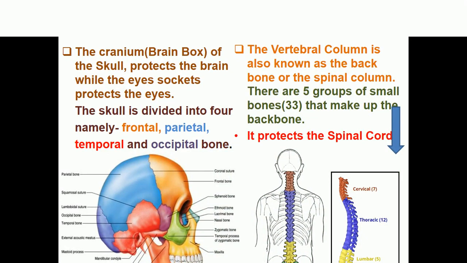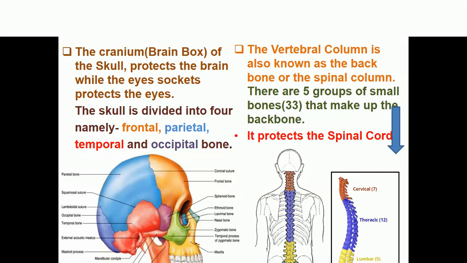Now, let's look at the axial skeleton. Like I said, it is made up of 3 parts, which are the skull, the vertebral column, and the ribcage. Now, the skull. The cranium of the skull protects the brain, while the eye sockets protect the eyes. The eye sockets are the holes at the facial part of the skull, where the eyeballs are fixed into. The cranium of the skull is divided into 4, namely the frontal bone, the parietal bone, the temporal bone, and the occipital bone.